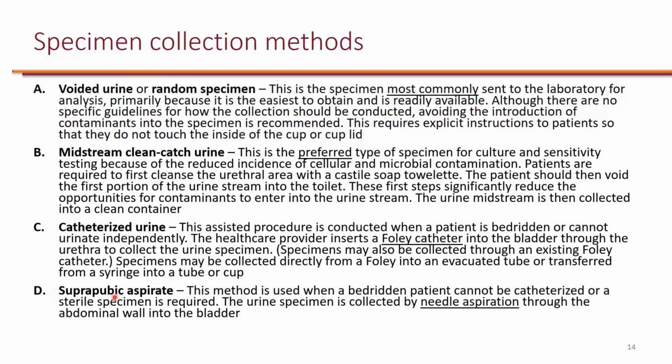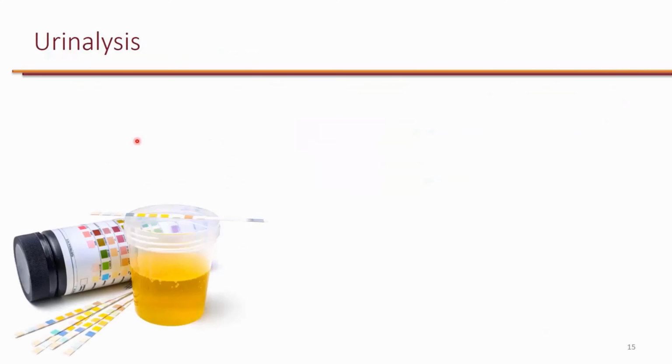And there's also suprapubic aspirate. This is where a needle is used to go directly into the bladder and pull urine out. It's not as commonly used, but occasionally, if there's an obstruction and the patient is unable to urinate, but the kidneys work and urine is being produced, we can go directly into the bladder and draw the urine out. Sometimes this is done just to get rid of the urine, and sometimes it's also done to get the sample to send to the microbiology lab.